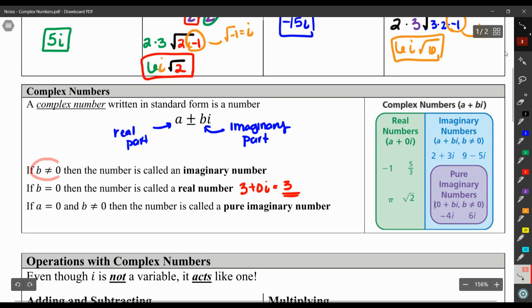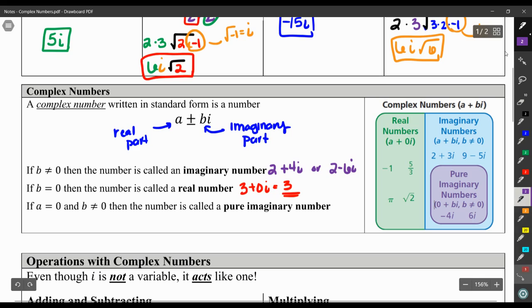If you have b not equal to 0, so b is a 2, a 5, a -1, whatever, that means you have an imaginary number. This will be something like 2 plus 4i. It could look like 2 minus 6i, something like that. That is an imaginary number. You have both a real part and an imaginary part.